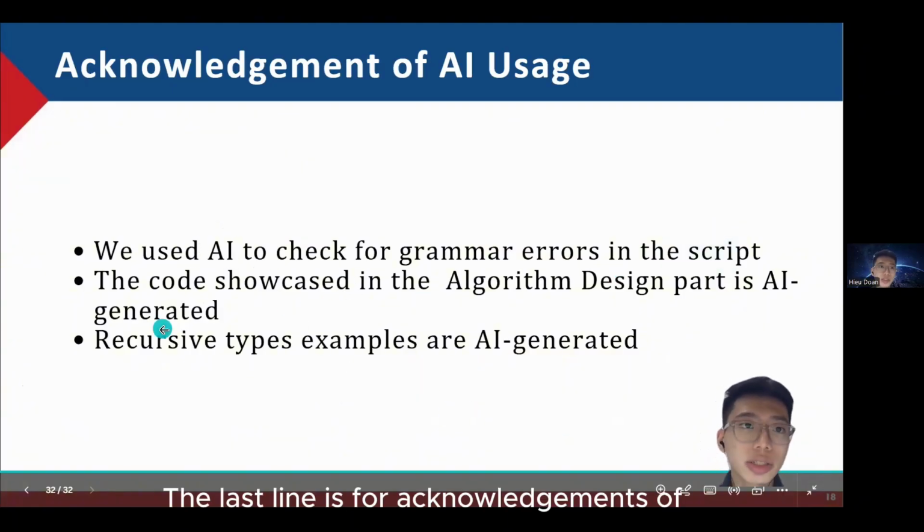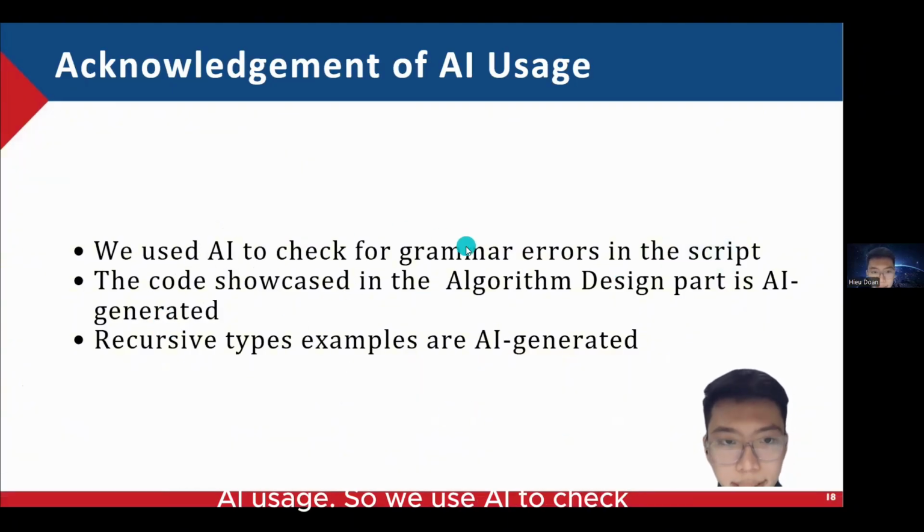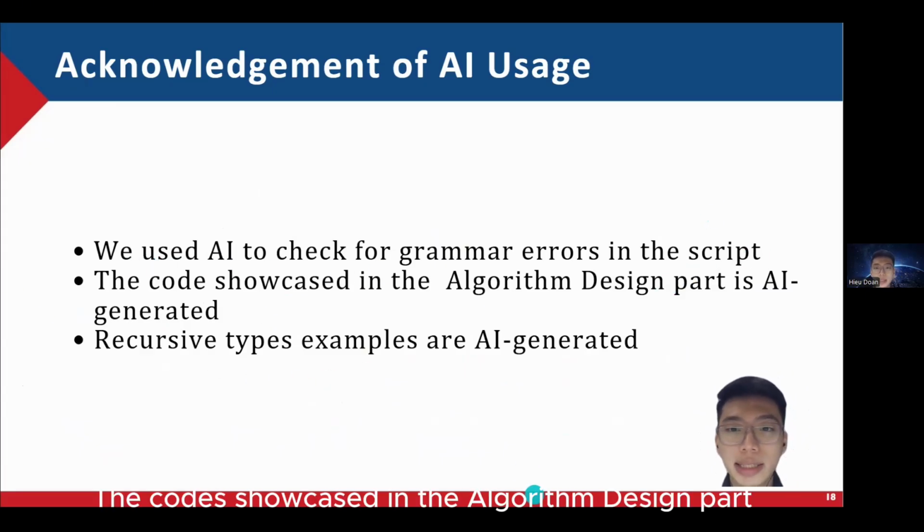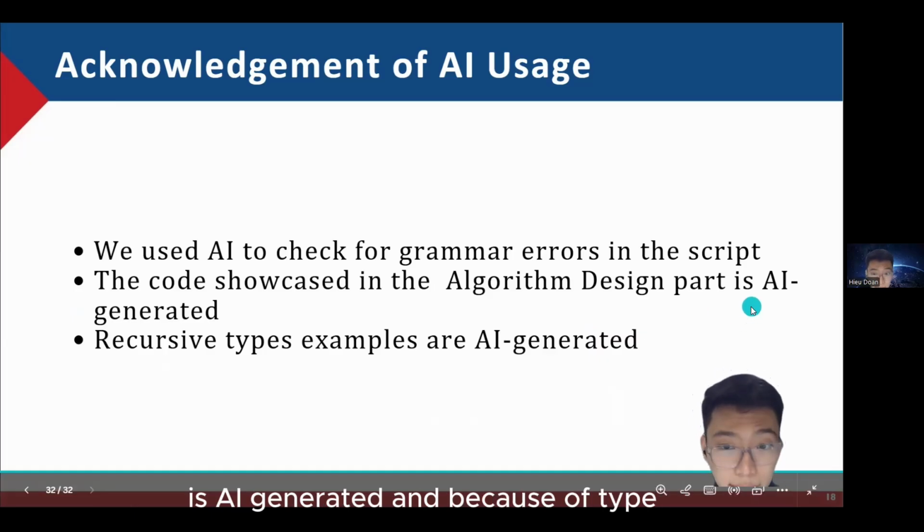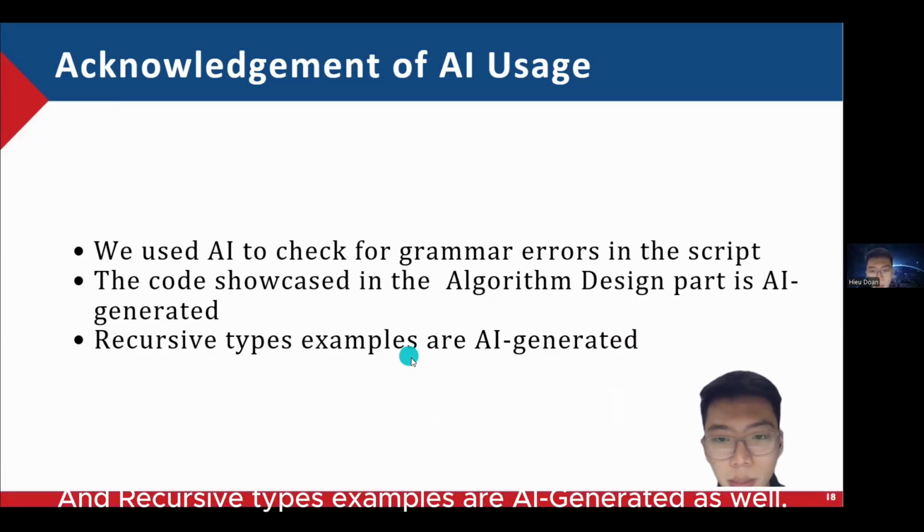The last slide is for acknowledgements of AI usage. We used AI to check for grammar errors in the script. The code for the algorithm design part is AI generated, and the recursive type examples are AI generated as well.